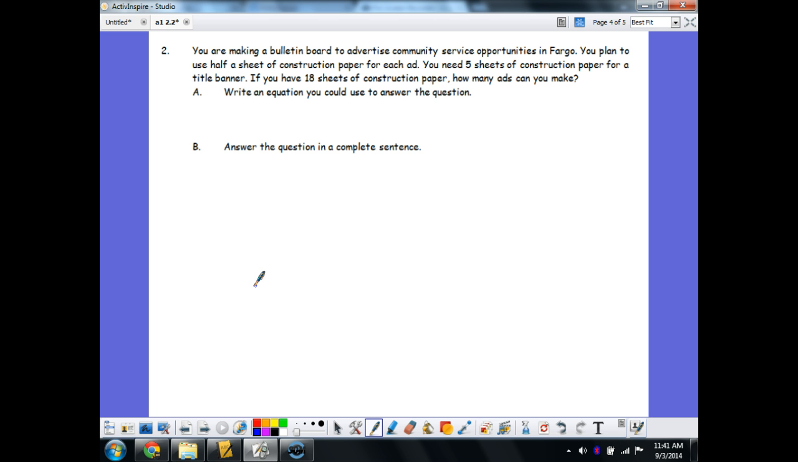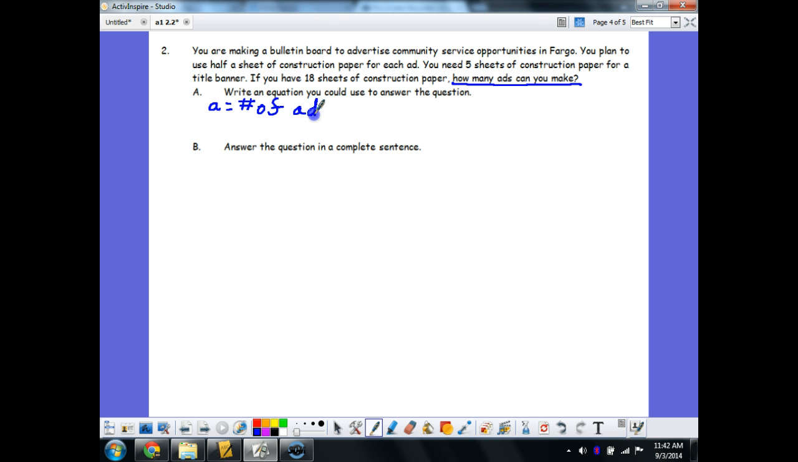Well, first of all, to determine our variable, we look at what the final question is asking. How many ads can you make? So I'm going to use A because A is for ads. A lot of times I like to use variables that make sense for the problem. So when I solve the equation, if I have A equals something, that tells me about the answer. A stands for ads. So if I have A equals 5, that means I can make 5 ads with that construction paper. So A is going to equal the number of ads that we can make.